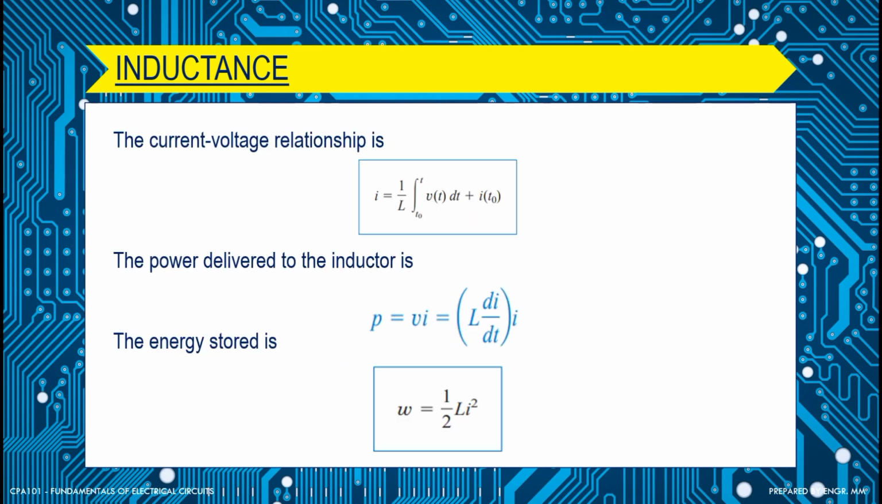Now the current-voltage relationship is i = (1/L) ∫ v(t) dt from t0 to t, plus i(t0). Then the power delivered to the inductor is p = vi, or L (di/dt) multiplied by i. So the energy stored is w = 1/2 Li². So it looks the same as the energy stored in a capacitor, except that here it is inductance and the current that are given.